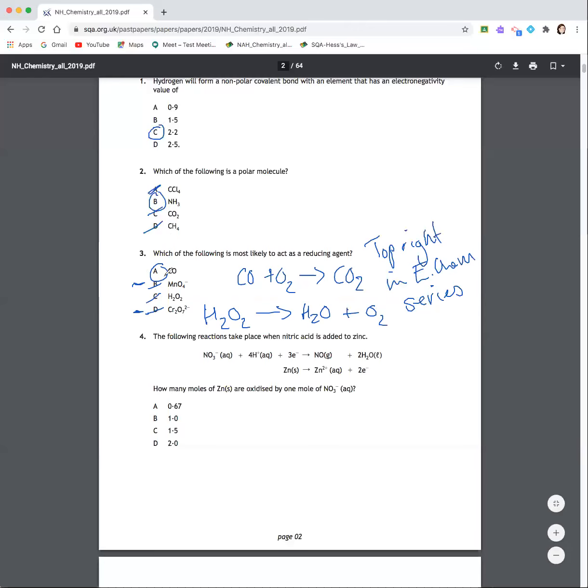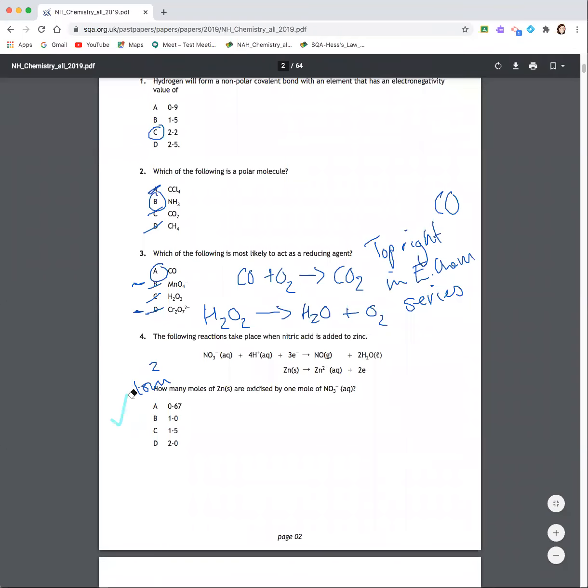I would encourage you to add these to your data booklet. So I would write carbon monoxide at the top right-hand corner of your data booklet. And then I would put hydrogen peroxide down at the bottom left, just so you can remind yourself. It might go into your head via osmosis, which has nothing to do with chemistry, more biology, that they are oxidizing and reducing agents, respectively.